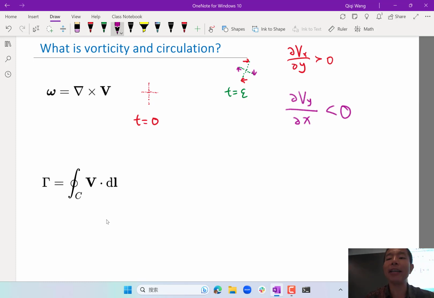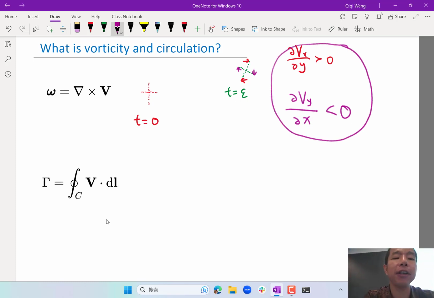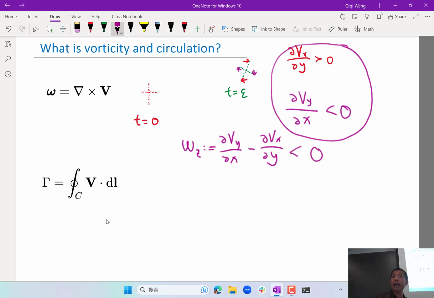So combined with these two, from my definition of velocity, that means my omega z, which is defined as partial vy partial x minus partial vx partial y, is going to be what? It's going to be negative, right? Okay, so from this analysis, you can also see several corollaries.